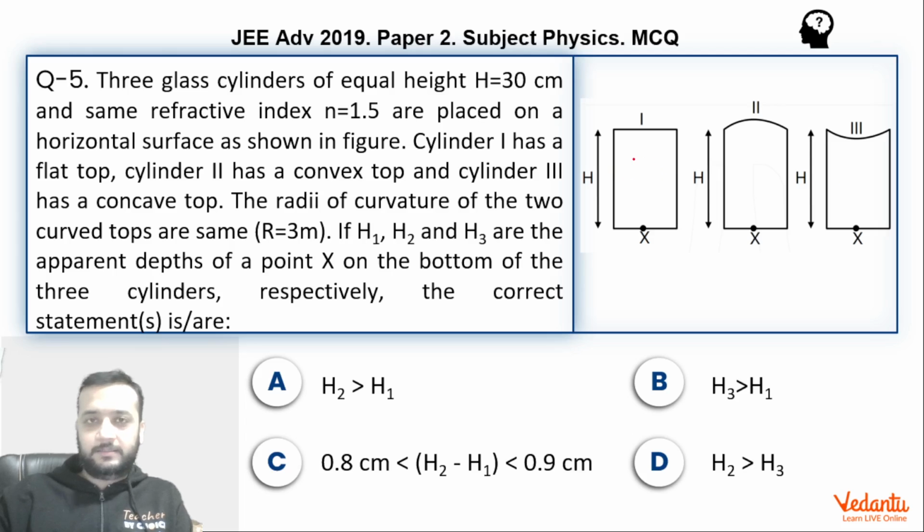There are three cylinders made up of glass of refractive index 1.5. The actual depth of all the cylinders is 30 centimeters. The top surface of the first cylinder is flat, whereas the top surface of the second cylinder is concave downwards. In the third case, it's concave upwards, right? The radii of curvature of these two surfaces is 3 meters. We have to comment upon the apparent depth of this point X in all the three cases. H1, H2, H3 have been called the apparent depth in all the three cases, right?